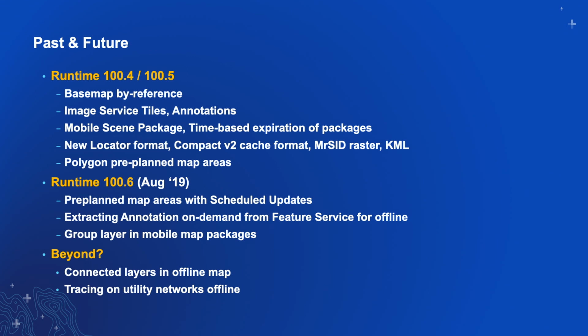But then beyond, we want to support connected layers in offline map. So when you take a map offline, there might be some layers that you can't take the data offline for because that data is just inherently dynamic, like traffic data or weather data, and you want to use the latest. So having the ability to mix and match connected and offline layers in a map. And then supporting utility networks offline and doing tracing and things like that.